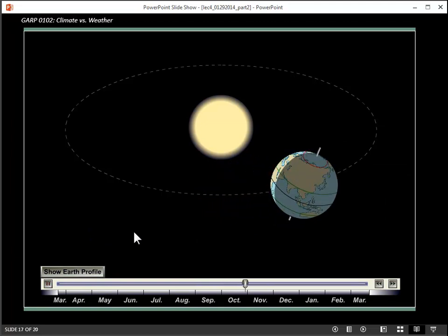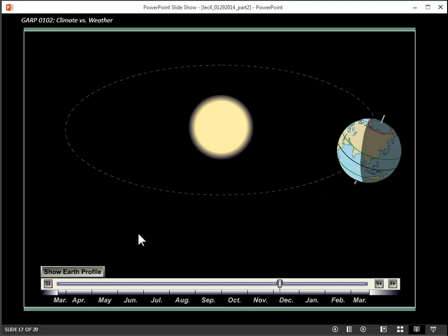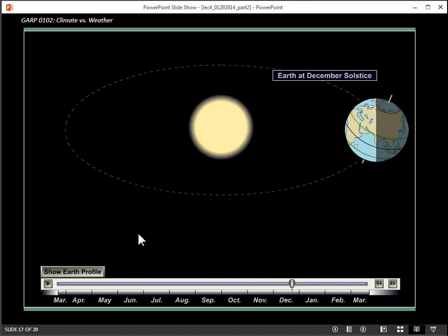Note that the tilt doesn't change. That's what we call polarity. And now we find ourselves in December, January, right? What we call northern hemisphere winter. Note that northern hemisphere is tilted away from the sun. Southern hemisphere is tilted towards the sun. They get more sunlight. They have summer. We get less sunlight. We have winter.